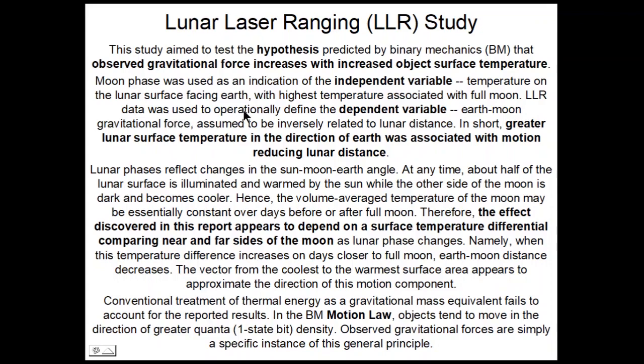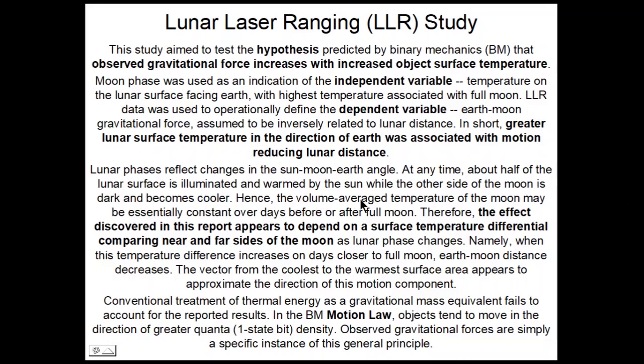LLR data was used to operationally define the dependent variable, Earth-Moon gravitational force, assumed to be inversely related to lunar distance. In short, greater lunar surface temperature in the direction of Earth was associated with motion reducing lunar distance. Lunar phases reflect changes in Sun-Moon Earth angle. At any time, about half of the lunar surface is illuminated and warmed by the sun, while the other side of the moon is dark and becomes cooler.